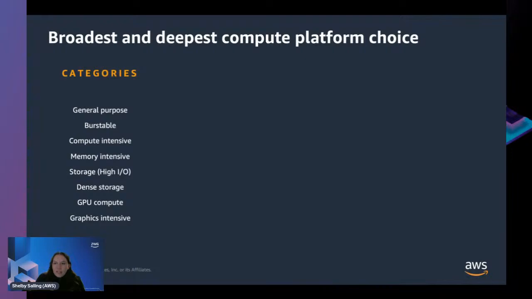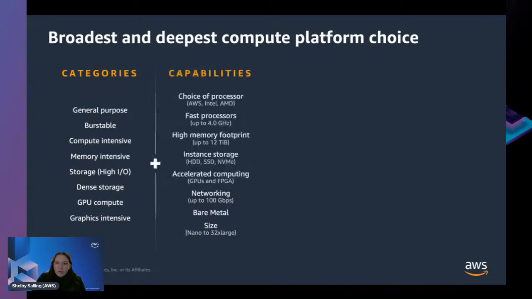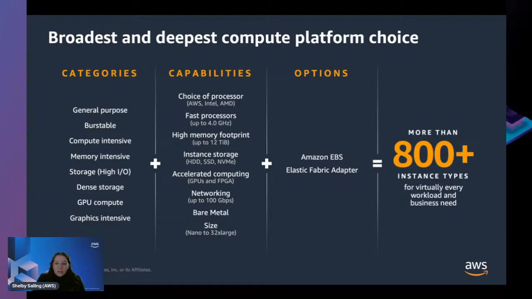AWS has the broadest and deepest range of choices for compute platform. We have families of instances designed for virtually any workload, whether you want to optimize for raw CPU cycles, memory per CPU, even high I/O storage and powerful GPUs. Each of those instance families can be further customized, including with choice of processor, type of storage, ultra high-speed networking, and even bare metal options. If you add in other options such as Amazon Elastic Block Store, we have over 800 distinct instance types, so it gives our customers the most choice and flexibility when it comes to compute.